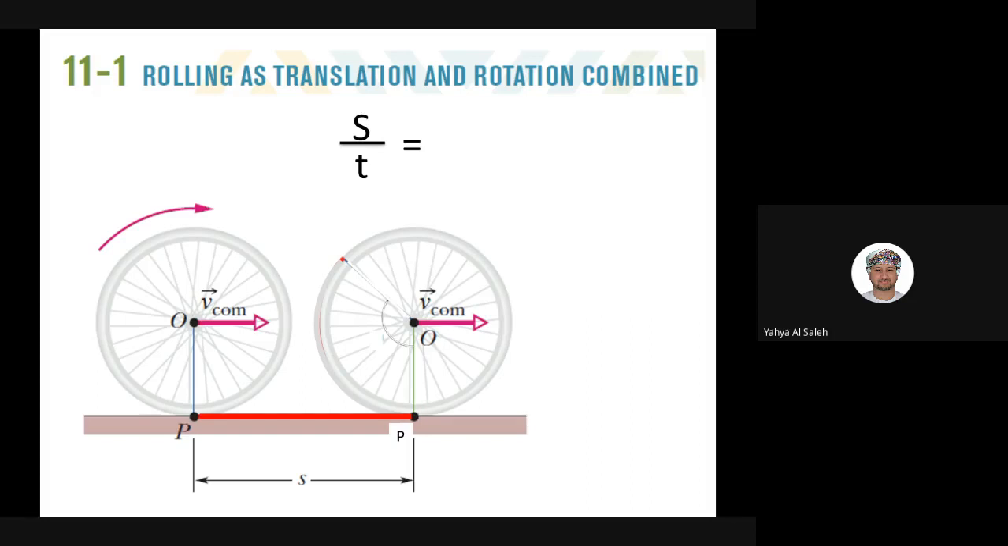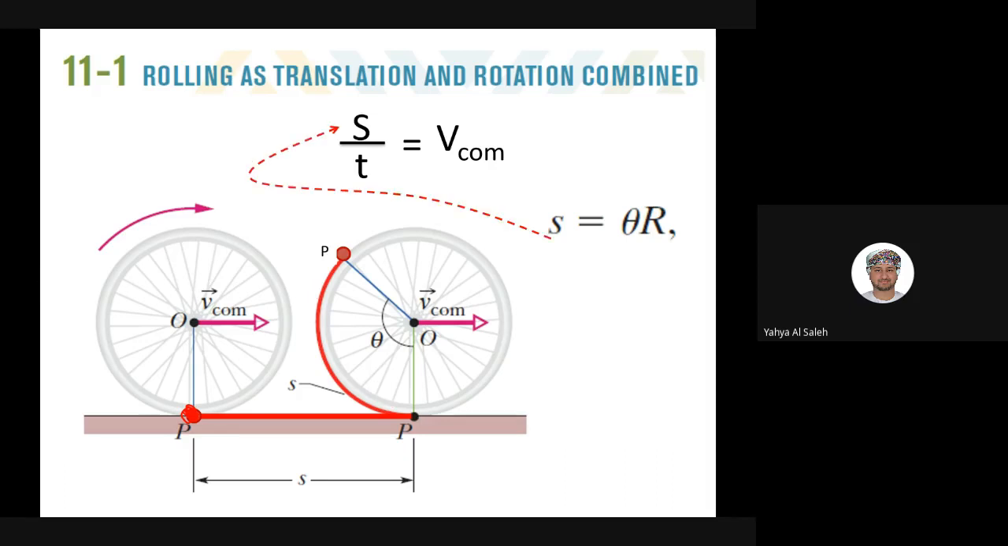Let's do the same calculation for another point. This point down here. In the same amount of time t, how much has it moved? Well, it has gone up from here all the way to this point up here. So it has moved theta r.